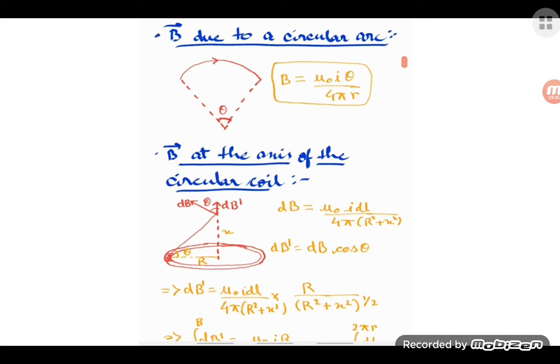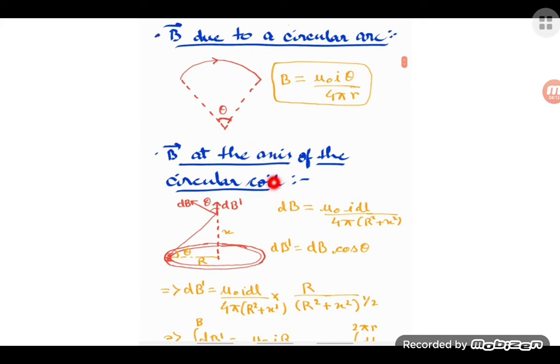Next is magnetic field due to a circular arc. This is a pretty simple formula: mu naught I theta upon 4 pi r. Just add the theta to the semi-infinite wire formula. Theta is what? The angle of the circular arc. For a circle it should be 2 pi, for a semicircle it should be pi. So according to the arc, the angle will vary.